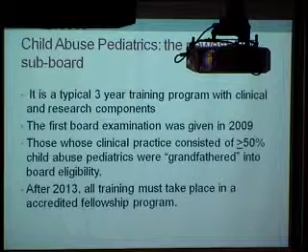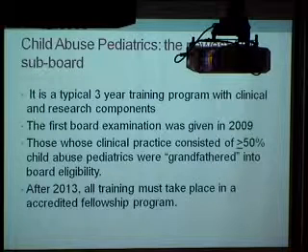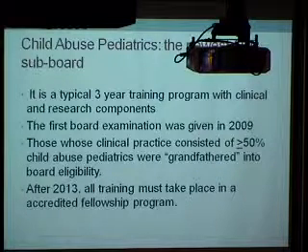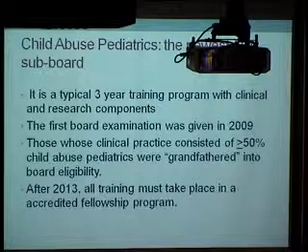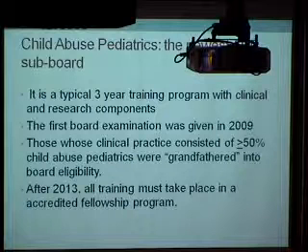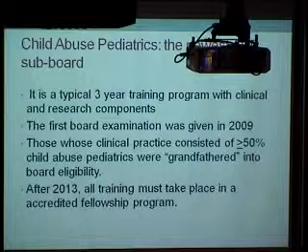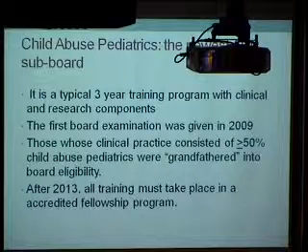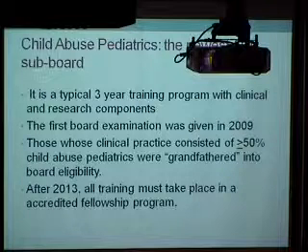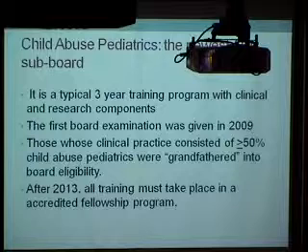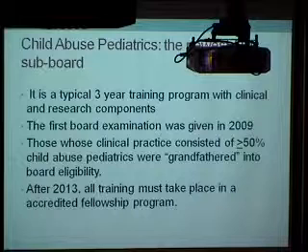And because I have a few minutes, and then we'll have questions if anybody has questions, I just want to talk a little bit about child abuse pediatrics. It's the newest subboard that's available. It's typically a 3-year training program with clinical and research components, just like every other fellowship in pediatrics. The first board exam was given in 2009. What's interesting, and I heard this talk at a PAS meeting 2 years ago, is that the first board exam that was given had 200 some, I think, anyway, a fair number of people took it.